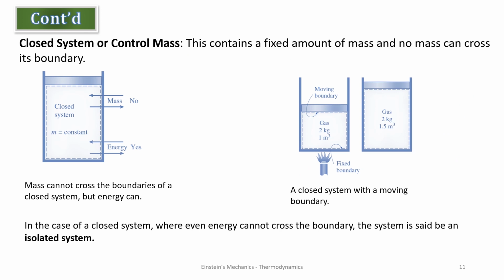Now, a system. So let's look at what a closed system is. A system can be closed, also called control mass. This contains a fixed amount of mass and no mass can cross the boundary. So when we talk about a closed system, it's a system which has a fixed amount of mass and no mass can cross the boundary. This last statement is very necessary. No mass can cross the boundary.